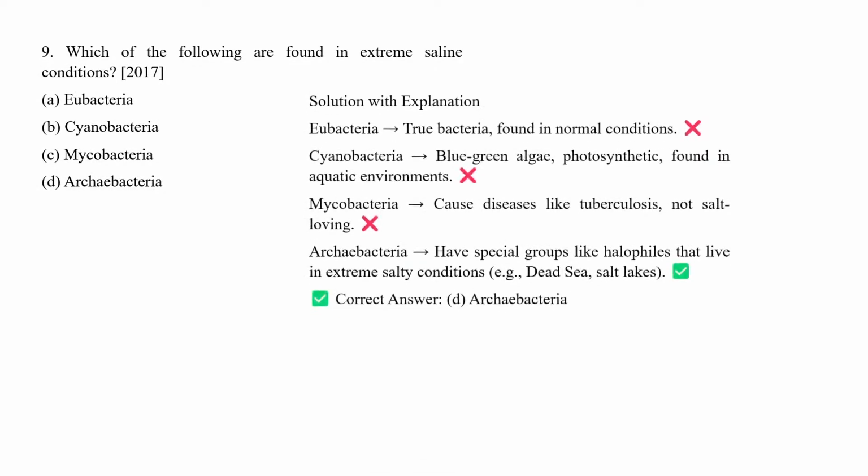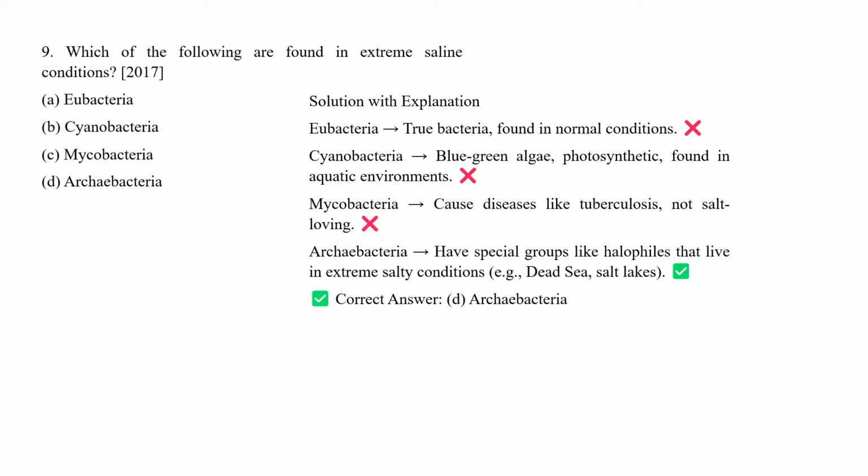The correct answer is option D. Eubacteria are true bacteria found in normal habitats or environments. Cyanobacteria are also blue-green algae, photosynthetic. Blue-green algae does not mean eukaryotic; they are prokaryotic and can do photosynthesis and are found in aquatic environments. That's why this option is not correct. Mycobacteria cause diseases like tuberculosis, not salt loving. Archaebacteria are a special group of halophiles that live in very extreme salty conditions like the Dead Sea and salt lakes.